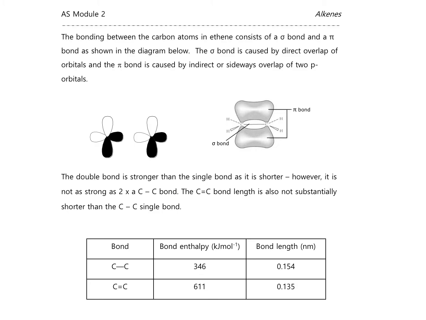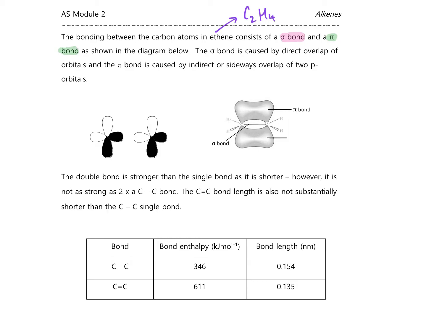So if we were to look at the bonding between the carbon atoms in ethene, remember ethene has the formula C2H4. So the bonding between the 2 carbon atoms of ethene consists of a sigma bond, and that's because of the direct overlap, and a pi bond, which exists because of indirect overlap.